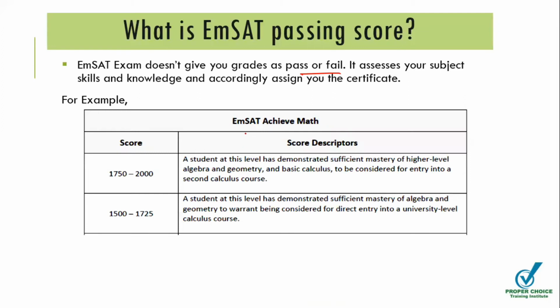Here I have taken a sample, the EmSAT Achieve Math. If a student falls in this range, let's take 1750 to 2000 as the score, then a certificate is issued mentioning that a student at this level has demonstrated sufficient mastery of higher level algebra, geometry, and basic calculus to be considered for entry into a second calculus course. If you get into this range, there is no need to do a foundation course at the university. You can go directly to higher level courses, so getting a better score in the EmSAT will also save some time.